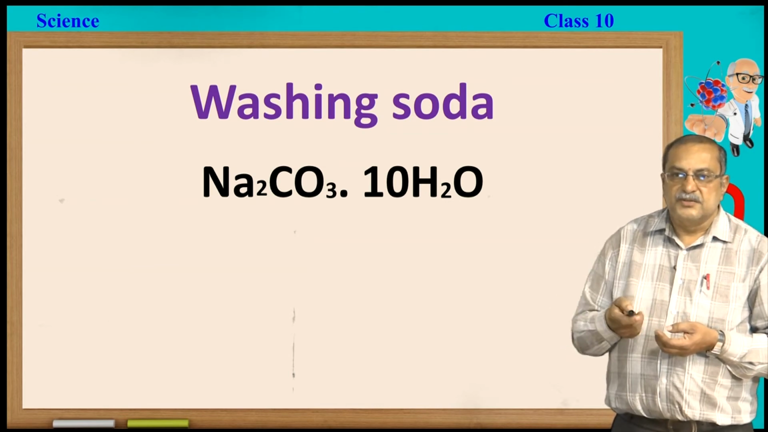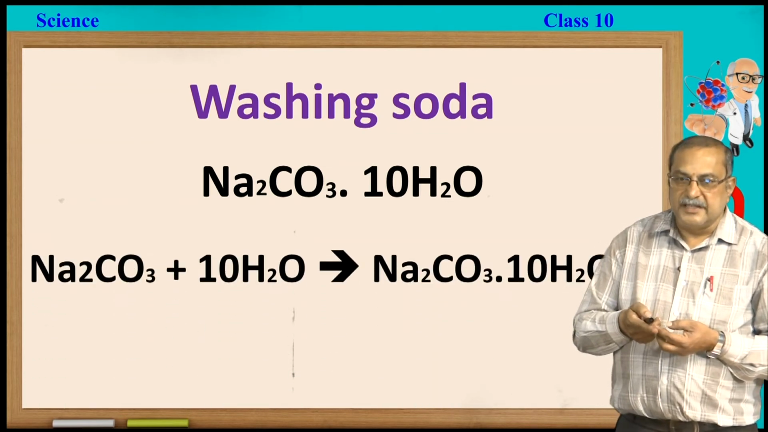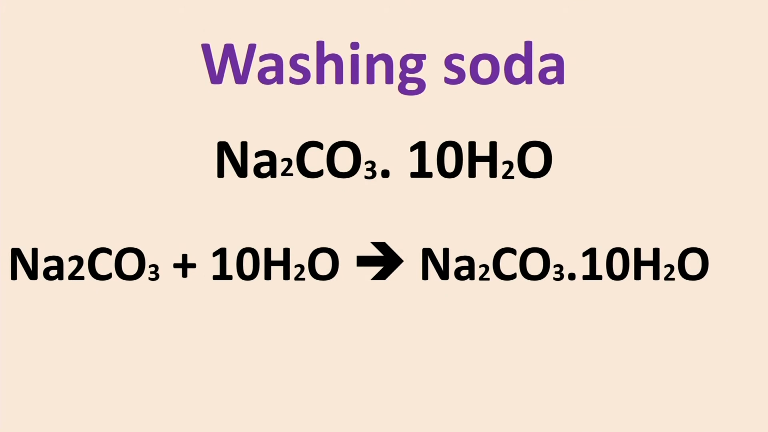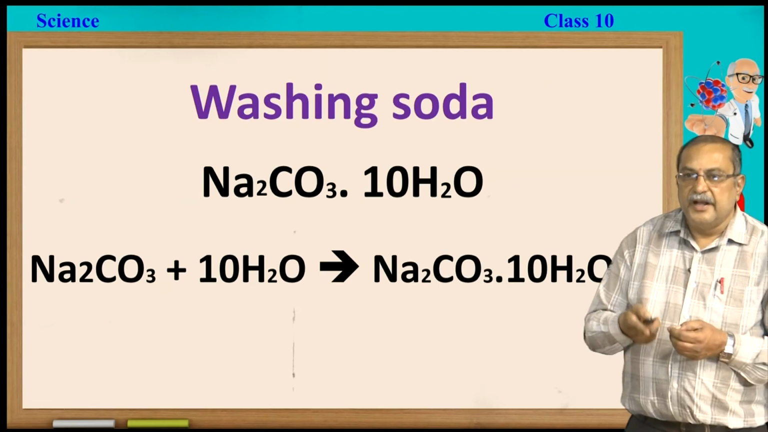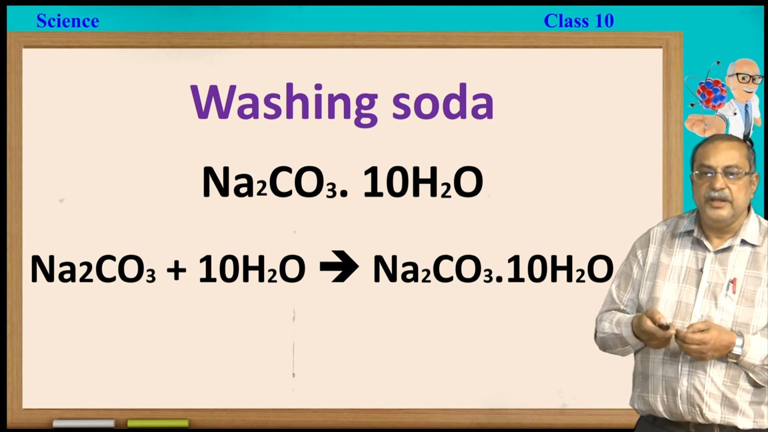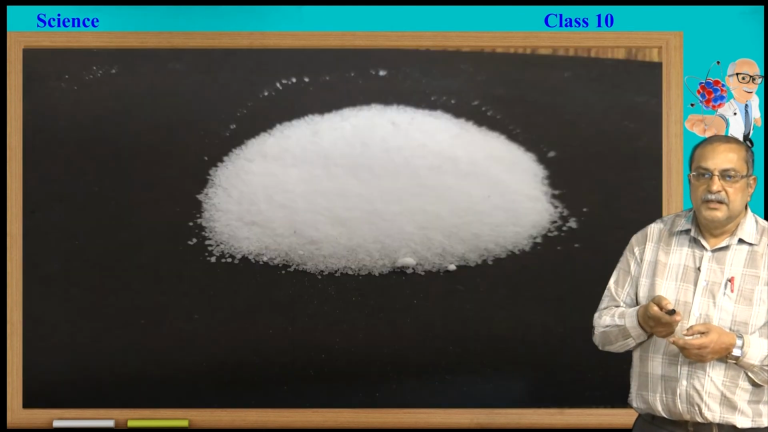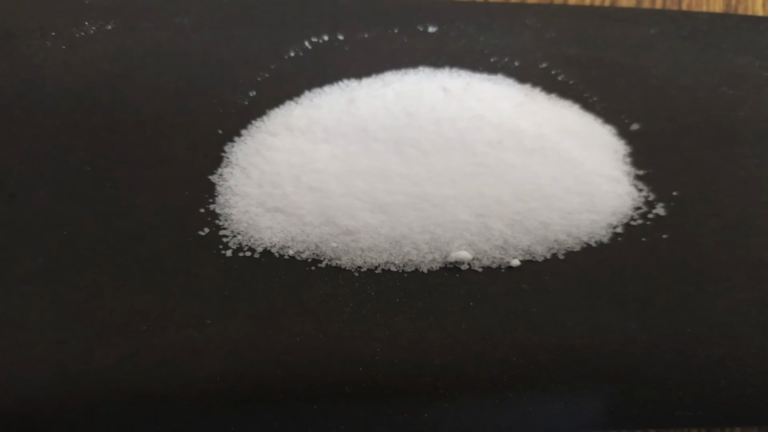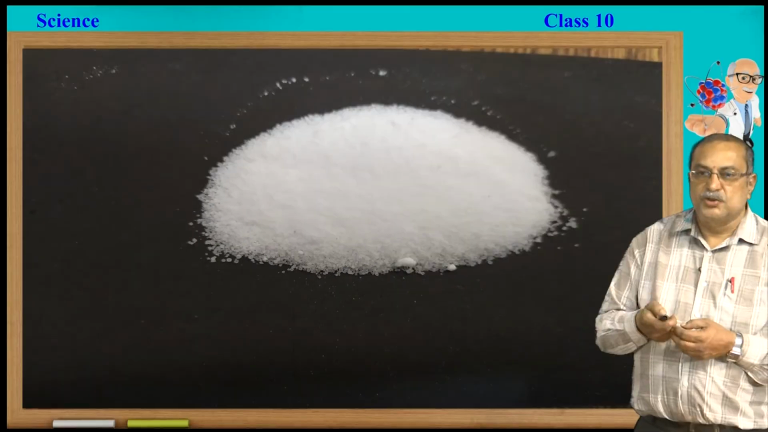So, how it is prepared we will see. Sodium carbonate plus 10H2O, when reacted, forms Na2CO3·10H2O. That means the water of crystallization is formed on recrystallizing the sodium carbonate. So, when you recrystallize sodium carbonate with water, it gives hydrated sodium carbonate, decahydrated sodium carbonate, is going to be obtained here.